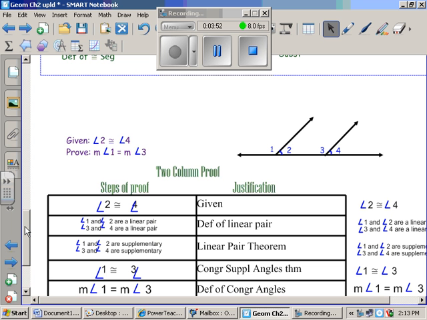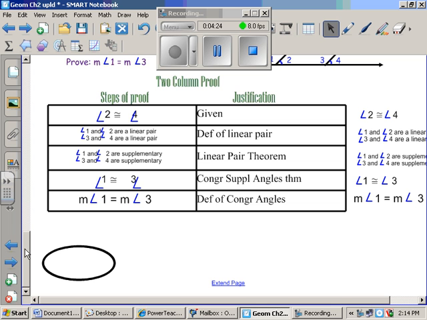If 4 is 50, how much is angle 3? 130, because they'd have to add up to be 180, okay? If these two are equal, doesn't that mean this one also has to be 50? So that means angle 1 would be what? 130 as well. So this is basically what the proof is saying. If these two are equal and they're supplementary to the same angles, then these two have to be equal too. That's basically what the proof is saying.